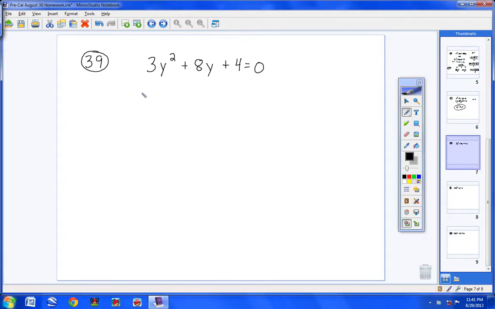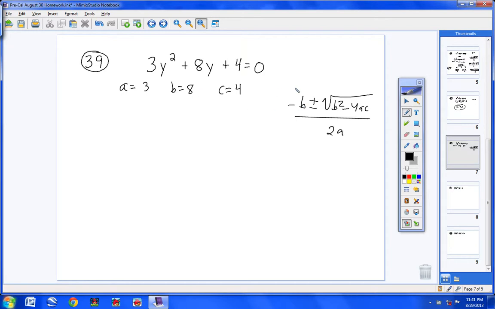Okay, step 1 for using the quadratic formula is get one side equal to 0. Well, that's already been done for us, right? Sure, here's your 0, so we're good there. So next we're going to list out A, B, and C. Looks like A equals 3. Looks like B equals 8. And C equals 4. So with that in mind, let's go ahead and get started.